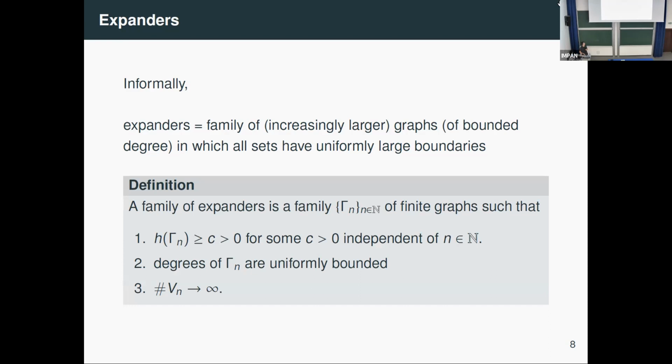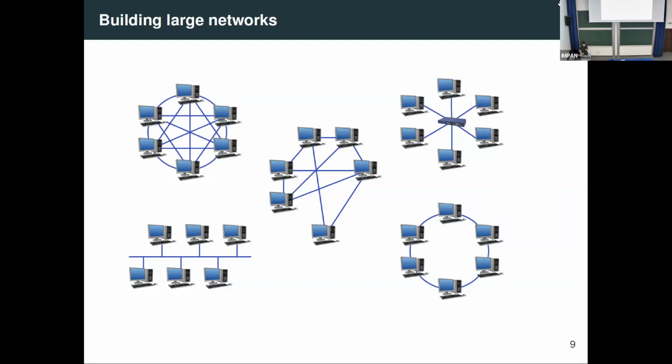Okay, so why are these graphs useful? First of all, the obvious thing is that they are useful for designing any kind of robust network, whether it's a computer network or some logistic plan or whatever kind of network you need. These graphs have the property that it's difficult to disconnect them, right? They are highly connected, and yet at every vertex you limit the number of connections. So this is one obvious application.